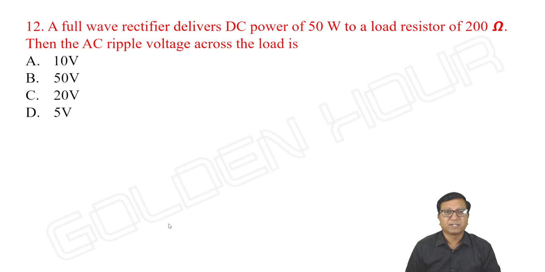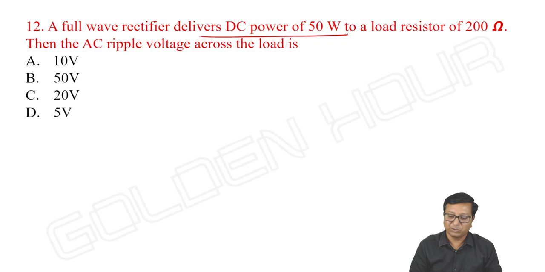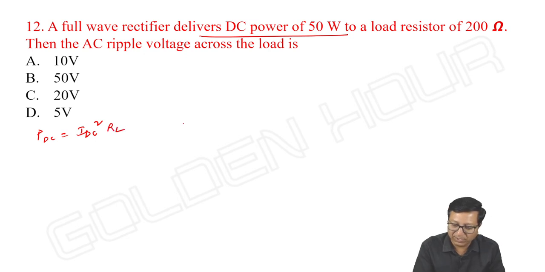A full wave rectifier delivers DC power of 50 watts to a load resistor of 200 ohms. Then find the AC ripple voltage across the load. DC power delivered to the load: PDC is equal to IDC square into RL. It is given as 50 watts is equal to IDC square into RL, where RL is 200 ohms.